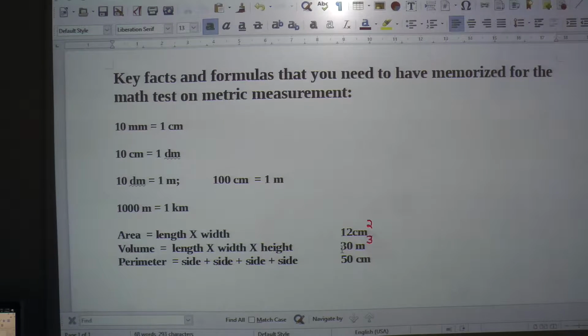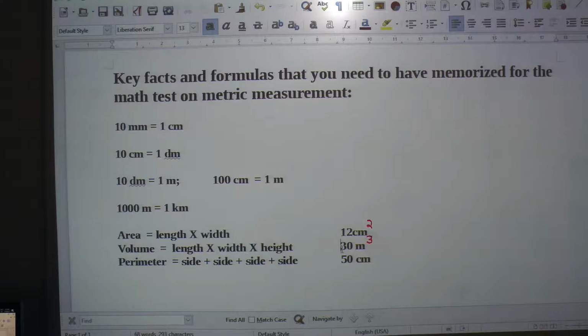Key facts and formulas that you need to have memorized for the math test on metric measurement. There are 10 millimeters in 1 centimeter. There are 10 centimeters in 1 decimeter. 10 decimeters equal 1 meter. 1,000 meters equals 1 kilometer.